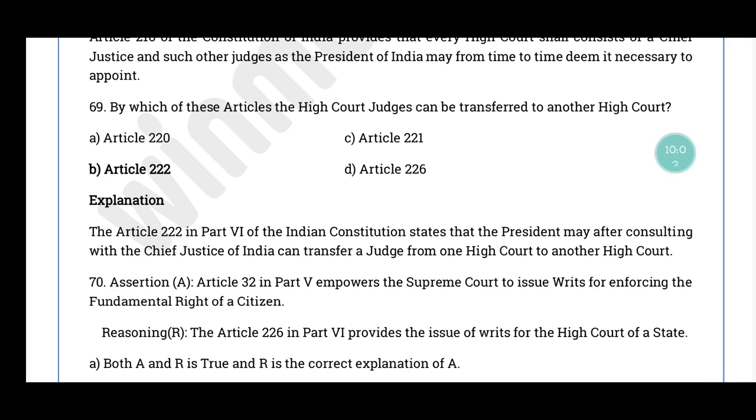Question number 69. By which of these articles the High Court judges can be transferred to another High Court? The correct answer is option B, Article 222. Article 222 of Part 6 of Indian Constitution. It states that the President may, after consulting with the Chief Justice of India, can transfer a judge from one High Court to another High Court.